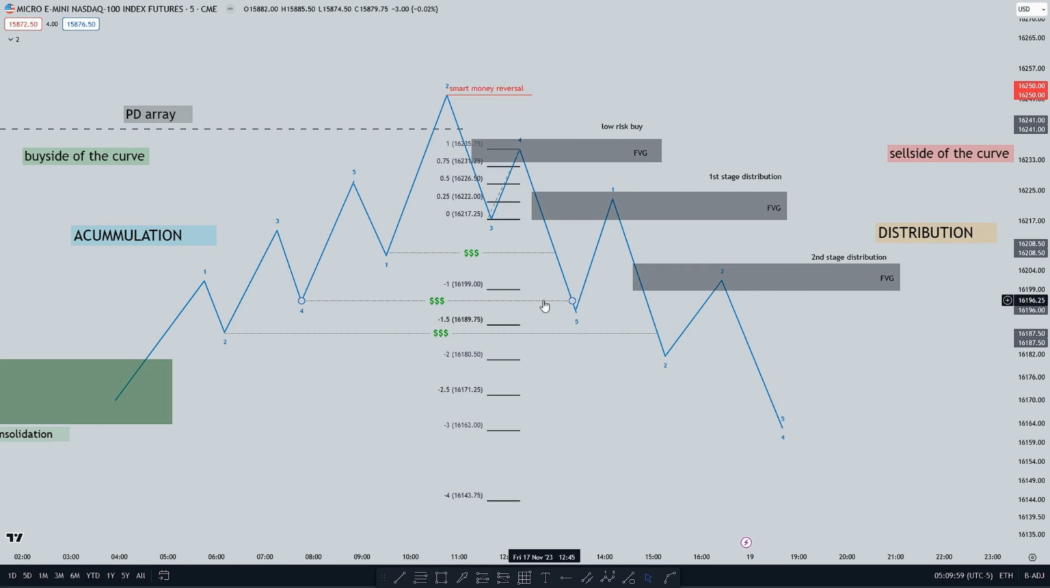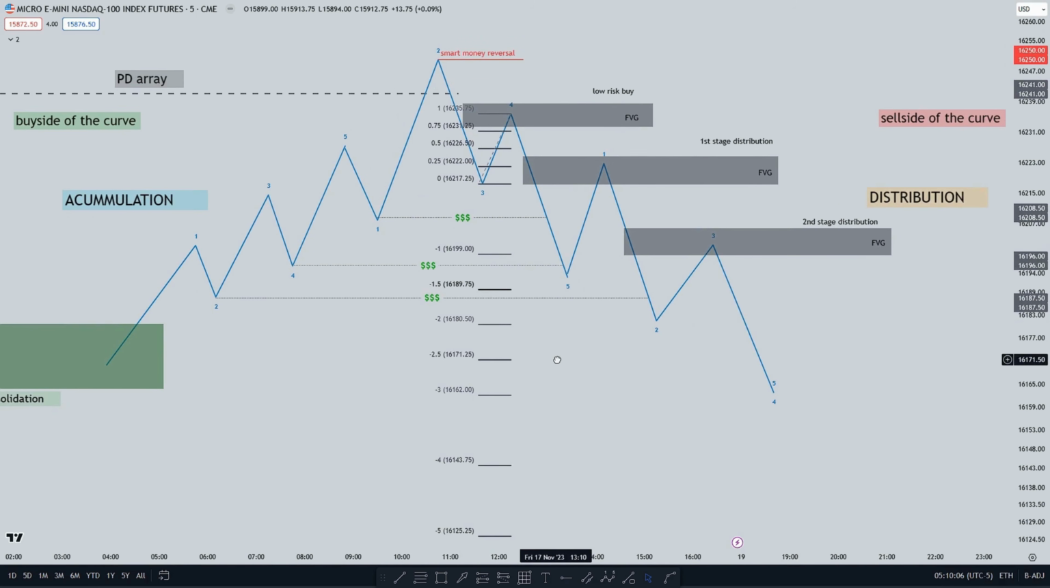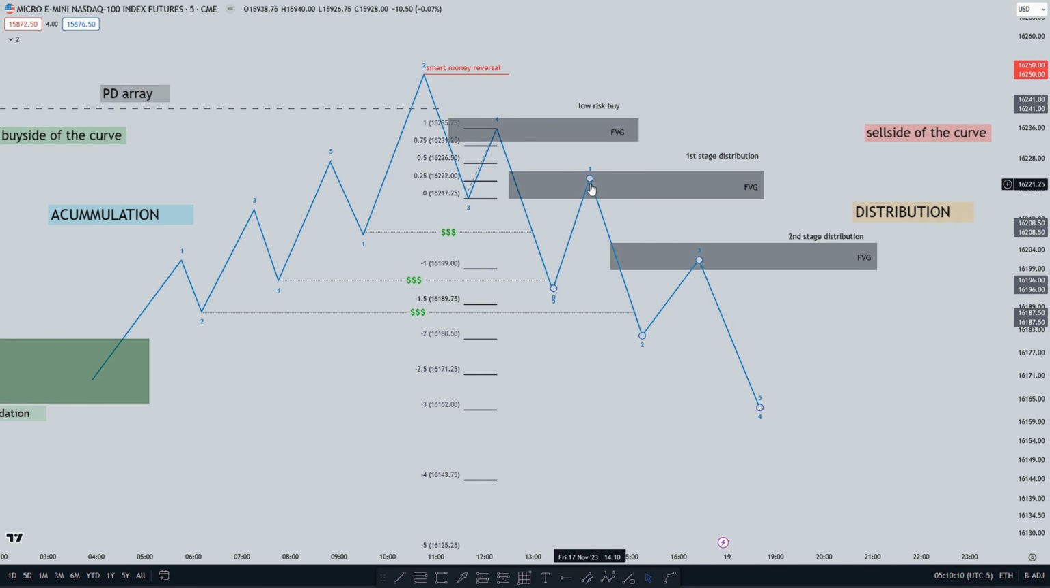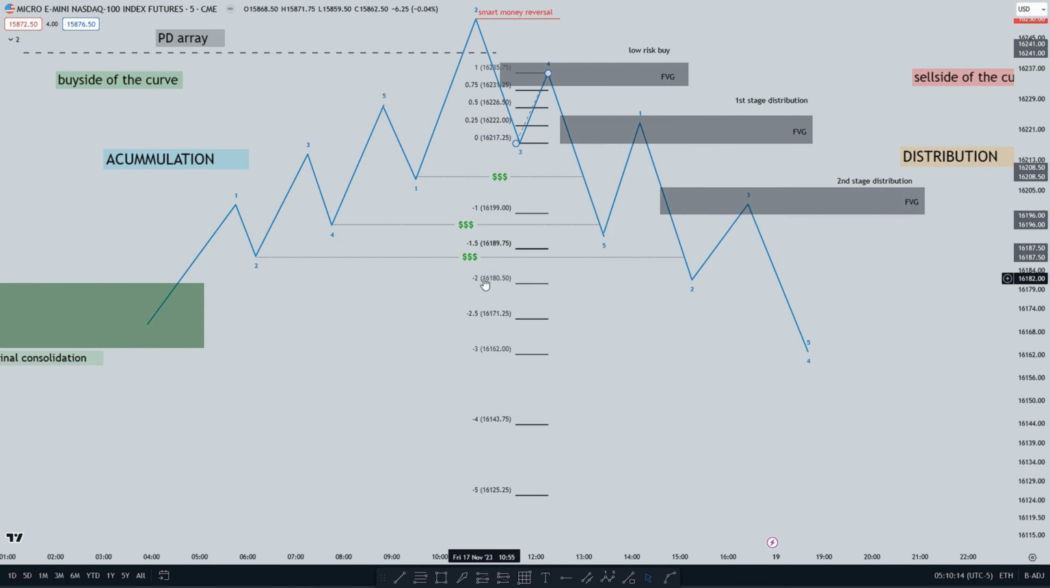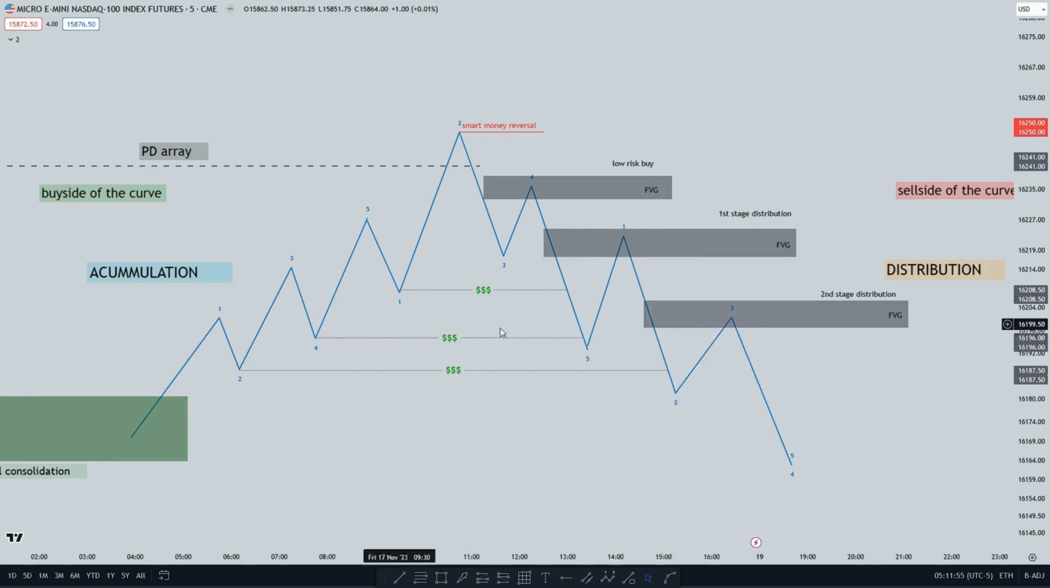The second place you want to use standard deviations is the move up to the low risk buy fair value gap. And as you see, the -1 to -1.5 range aligns with the first stage distribution, and the original consolidation aligns with the -2 to -2.5 range.